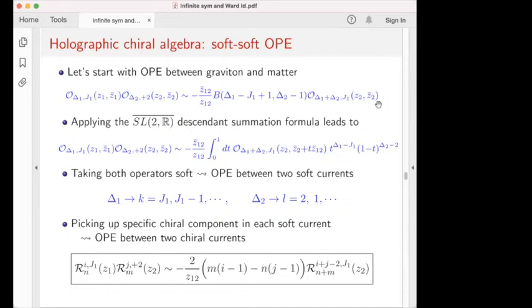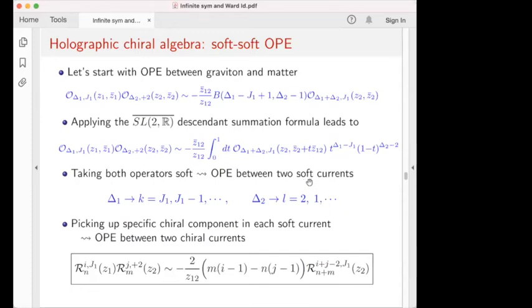So essentially, the right-hand side is replaced by this following integral. And now we take a soft limit. We just set the dimension Δ1 to k, and k can be J1 or J1 minus 1, etc. And similarly for J2. In this limit, these two operators will become soft currents. And similarly, the right-hand side can be simplified. Then we will obtain the OPE between two soft currents.